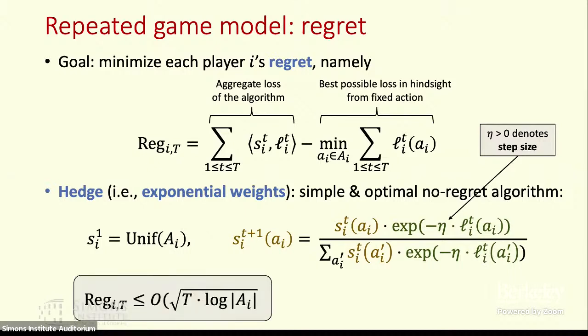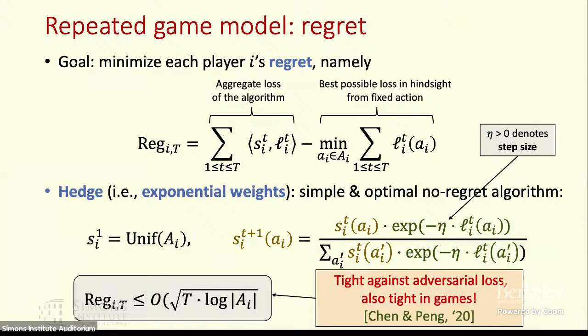Now, the regret of Hedge is known to, against the worst case adversary, scale as a constant times the square root of T times log number of actions. And this regret bound is tight against an adversarial loss. That's a well-known result. But it turns out that it's also tight in the game setting. In particular, Chen and Peng showed that in the game setting, the regret can scale as a constant times the square root of T when all agents use Hedge. Now, this is a somewhat disappointing result because we want to be able to improve these root T regret bounds in games.